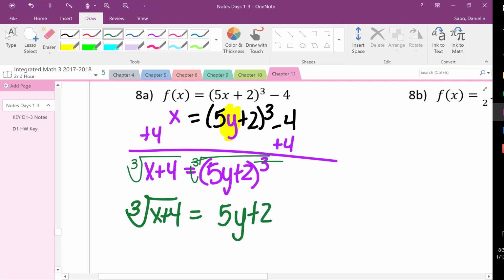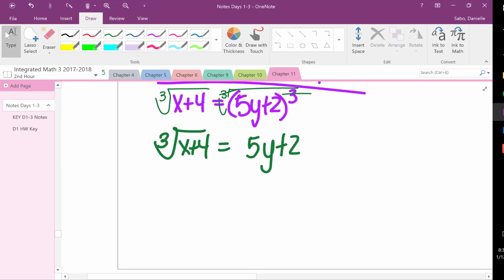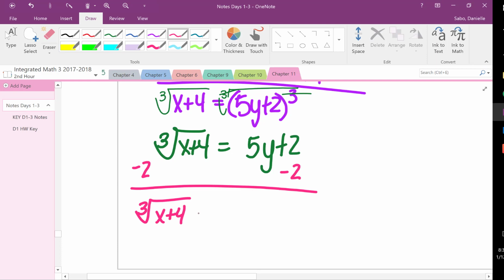And we're not solving for an answer. We don't want a solution. We just want to find the inverse function. So now when I'm solving for y, what would I do next? Minus 2. And again, I'm going to go all the way off to the side there because very common is people will go 4 minus 2. Well, that 4 is inside the radical. You can't do that. So I have the cube root of x plus 4, all minus 2, equals 5y.